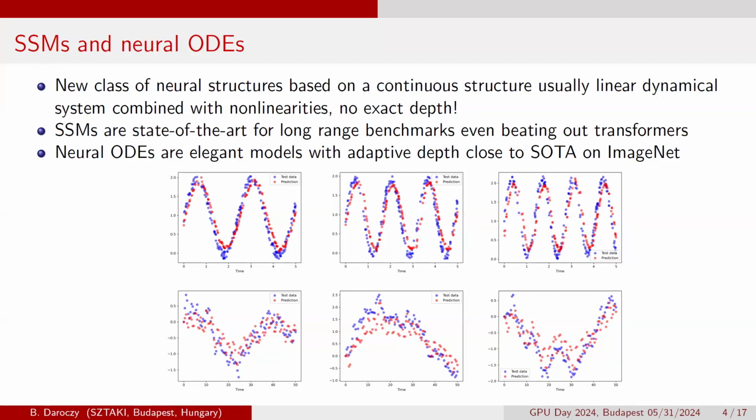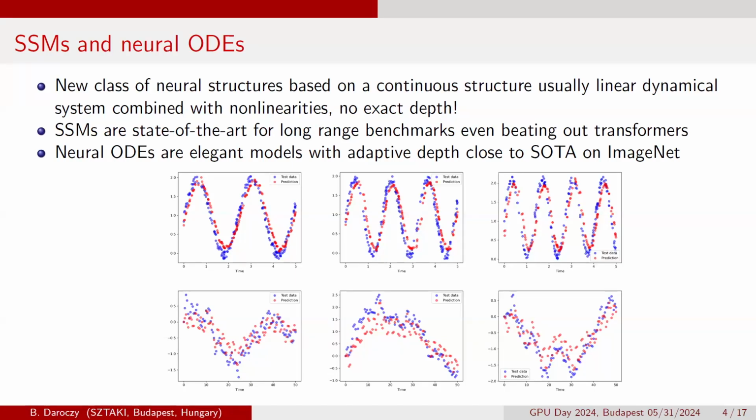So before we go into that, I want to show you some recent results on where we are going right now. There was a mention in one of the talks about the structured state-space models, which are actually state-of-the-art for long-range benchmarks. So not for shorter ones, long-range benchmarks. And they are even beating out the transformers. So I think we should be focusing on them, at least checking them out.